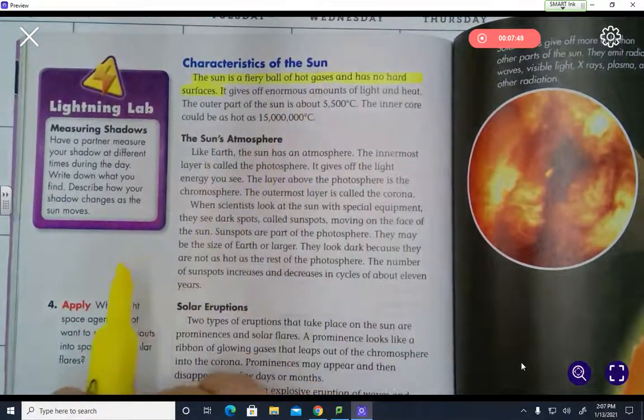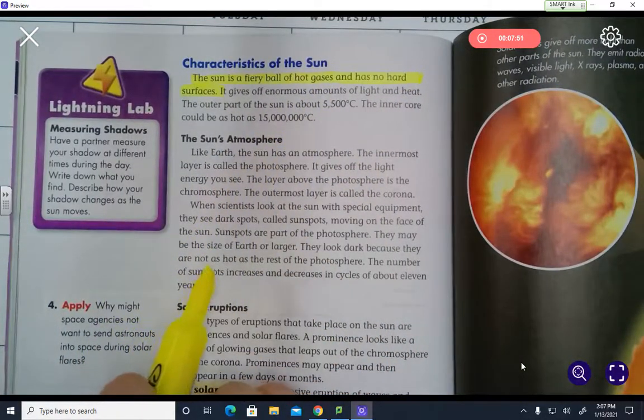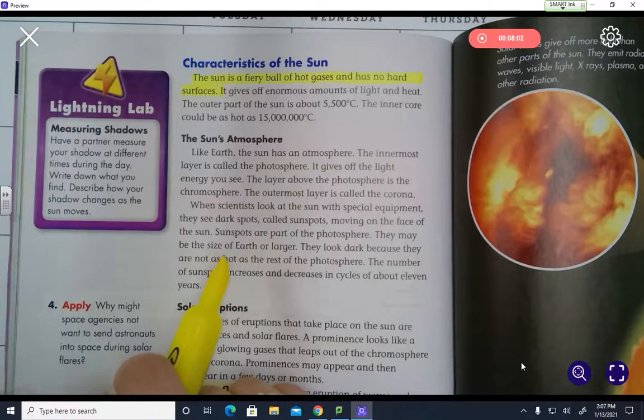I'm going to talk about the sun's atmosphere. So like Earth, the sun has an atmosphere. The innermost layer is called the photosphere. It gives off the light energy you see. The layer above the photosphere is the chromosphere. The outermost layer is called the corona.